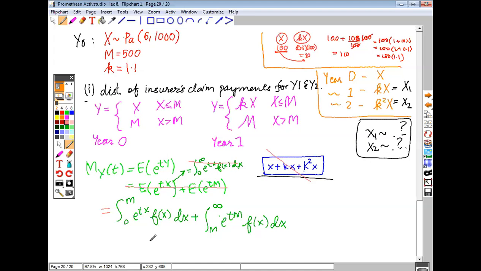Can we substitute the values? Yes. Do you want me to do that? What should I write? So it will be integral 0 to 500 e raised to tx into f of x. Should we write the Pareto formula? As you say.